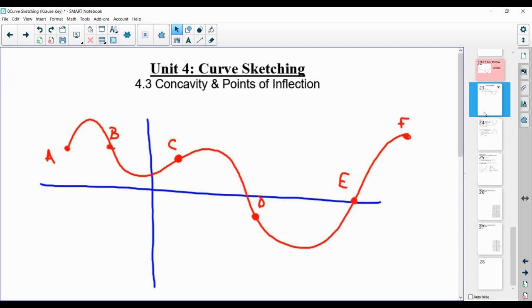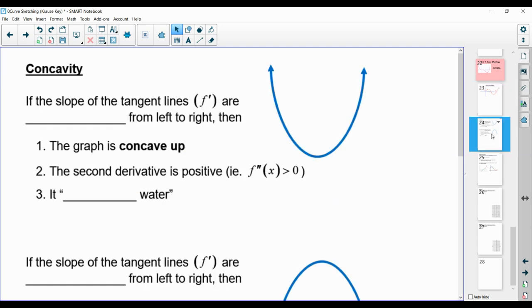All right, so we're going to take a look at what concavity means, and then we're going to come back and take a look at this diagram. First of all, when we're looking at concavity, we're just looking at whether a graph is concave up or concave down. And so we have this first curve here, looks like a parabola, but this is just a section of a graph. And this graph is concave up.